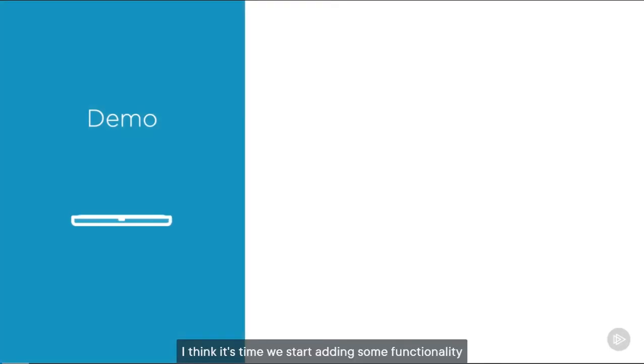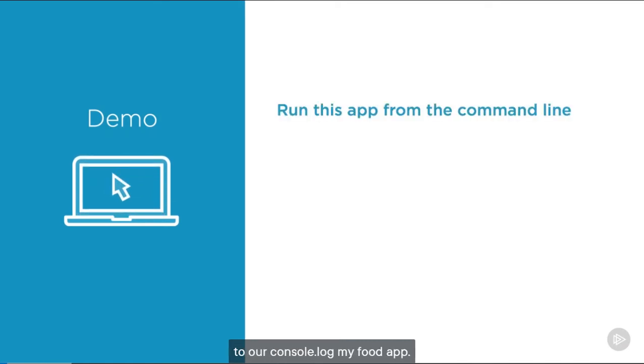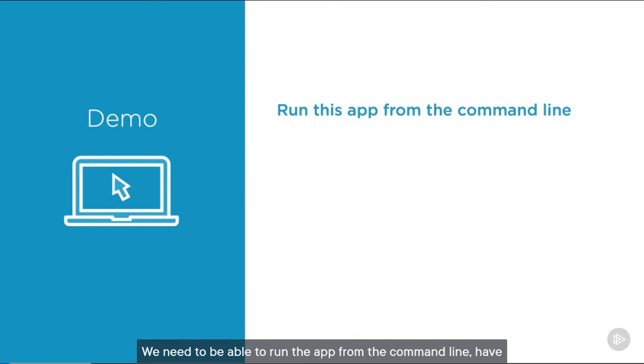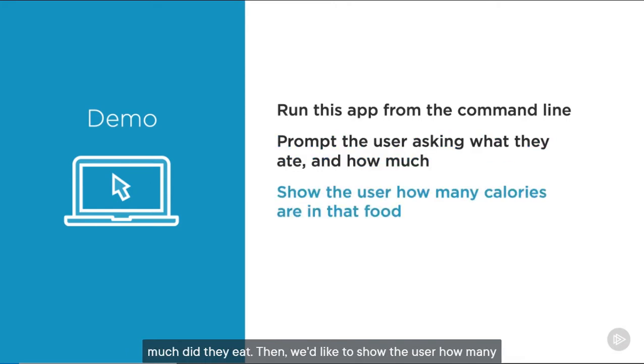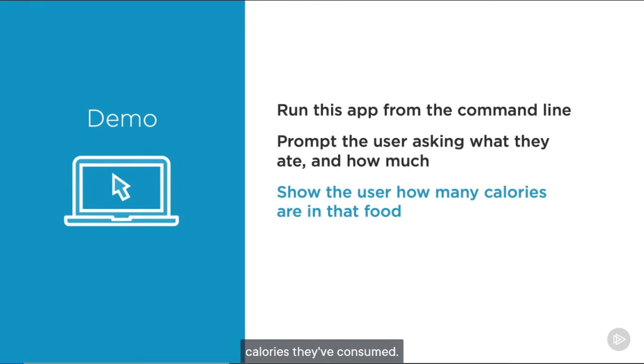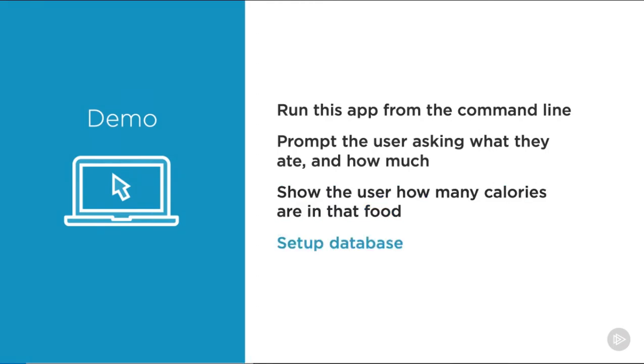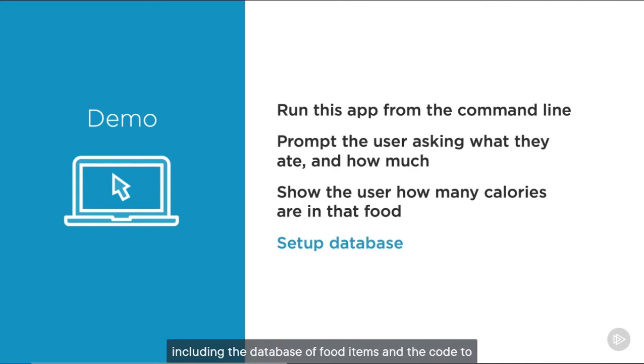I think it's time we start adding some functionality to our console log my food app. We need to be able to run the app from the command line, have the app ask the user what food or drink they have eaten, and how much they ate. Then we'd like to show the user how many calories they've consumed. We have a few things here to set up, including the database of food items and the code to prompt the user in the terminal.